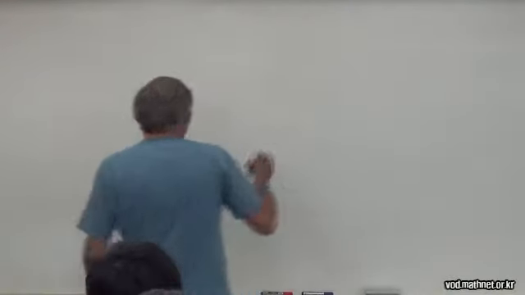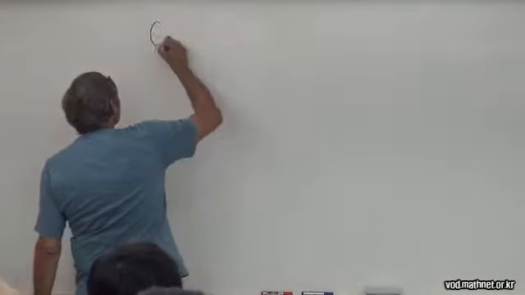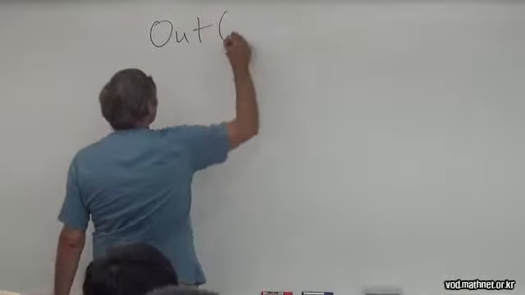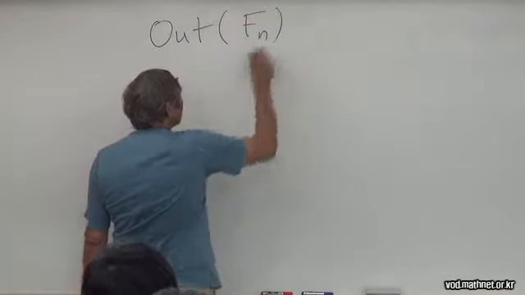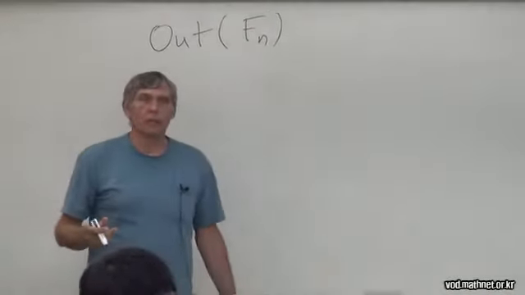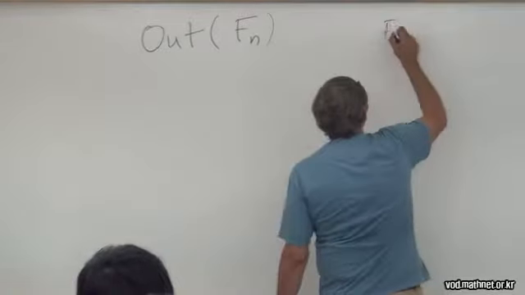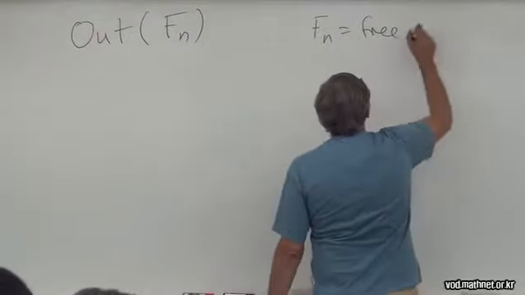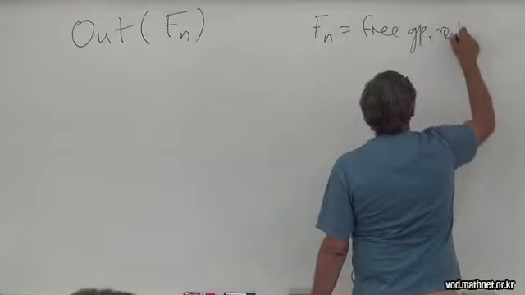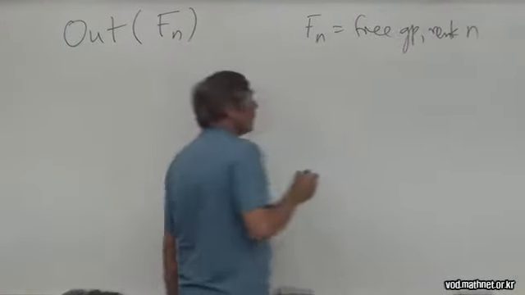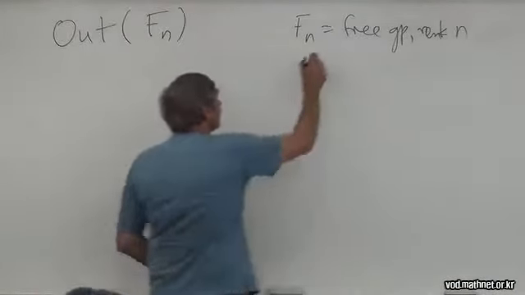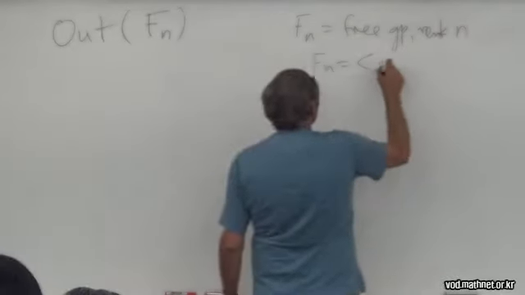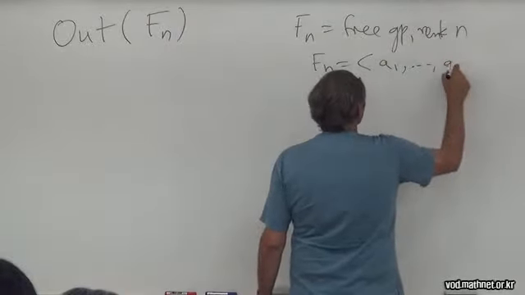Okay, so this is going to be a lecture series on Out(Fn). This is one of my favorite groups. Fn here is the free group of rank n. So that means that it has a basis of size n. So for example, Fn is generated by a1 to an, like this.